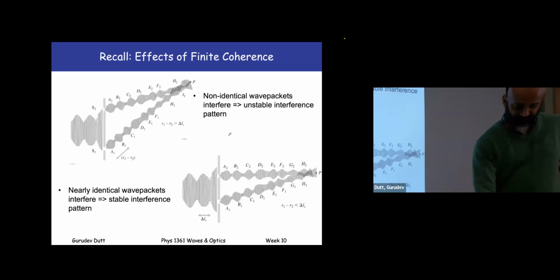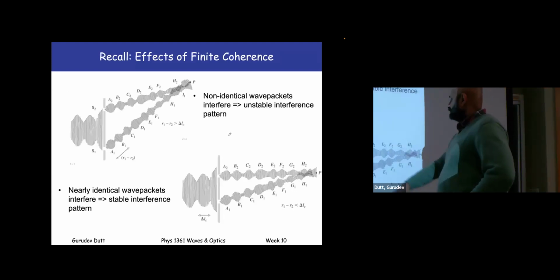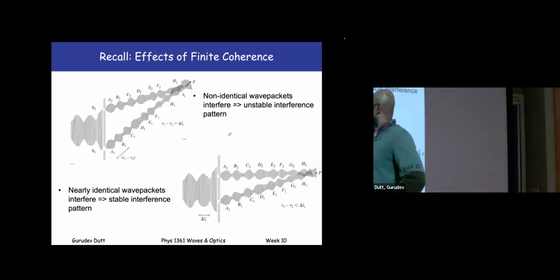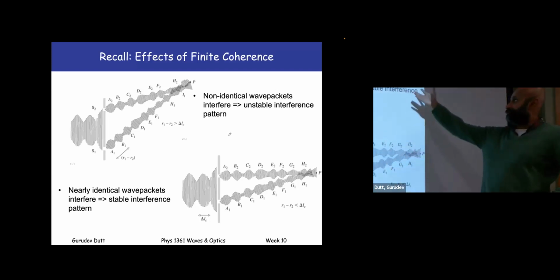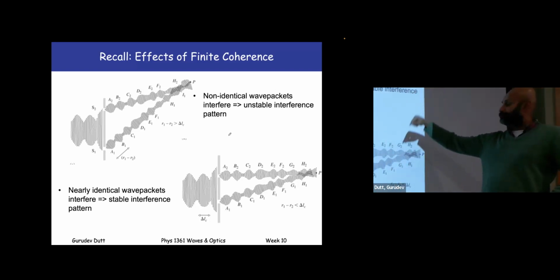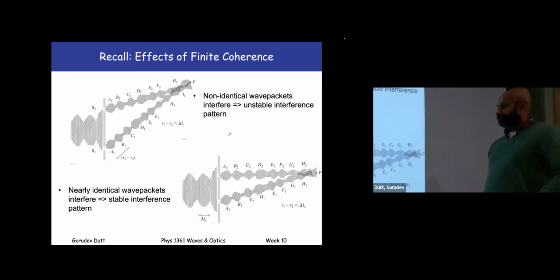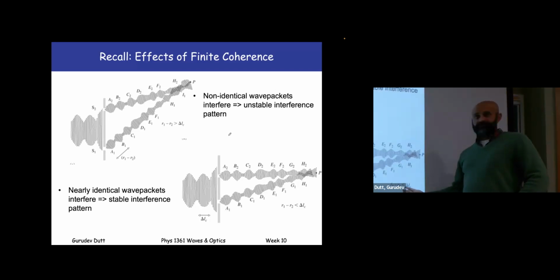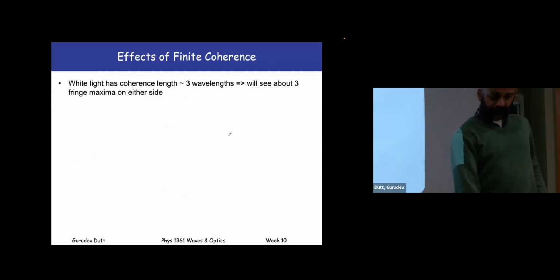So according to this slide here, which I discussed in the last class, when the path length difference between the two wave trains is greater than the coherence length, you will not see a stable interference pattern, meaning the interference pattern will wash out, you won't see anything. But if it's less than the coherence length, then you see an interference pattern. So we want this to be true for white light, which is what was used in that Veritasium video.